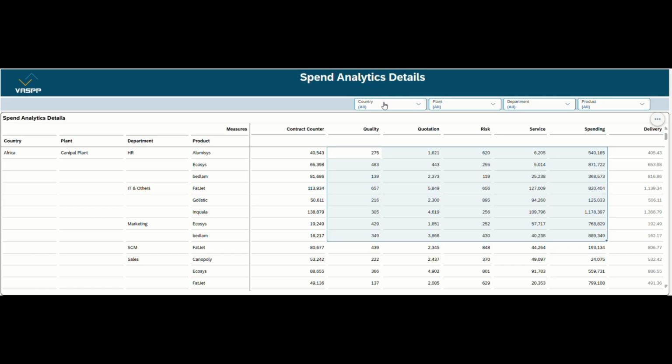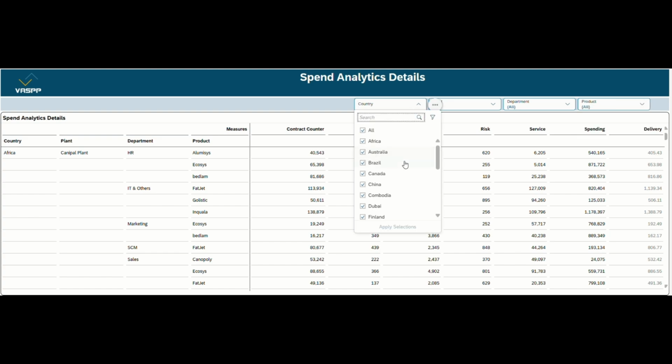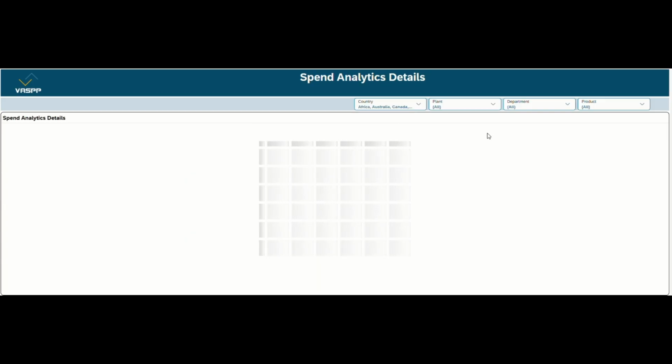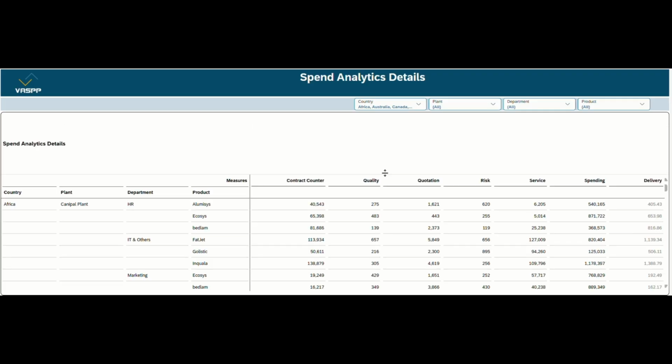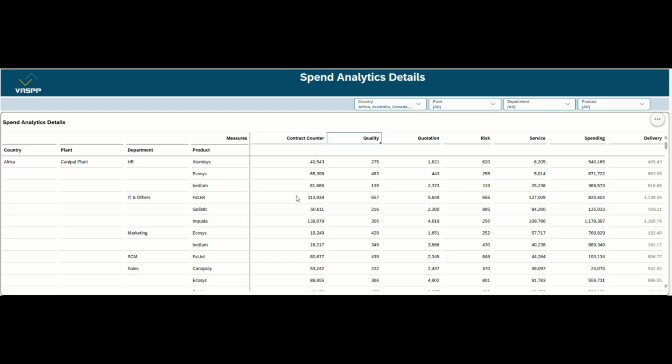And finally, the dashboard is fully customizable. With filters for country, plant, department, and product, users can drill down to the level of detail that matters most to them. Whether you're in procurement, finance, or operations, you can tailor the insights to your role and get answers faster. In short, this table turns complex procurement data into simple, meaningful insights, so you can focus on what matters, making better decisions and driving real results for your business.